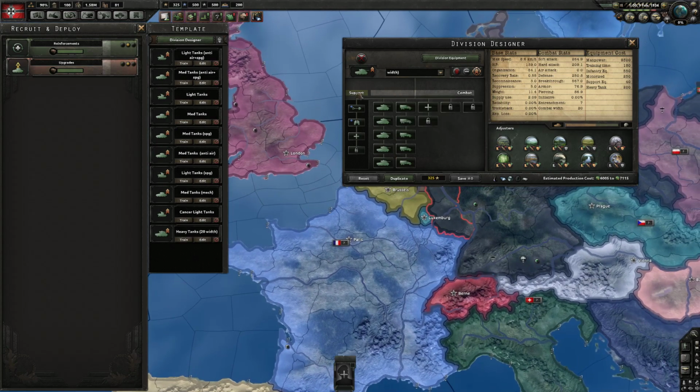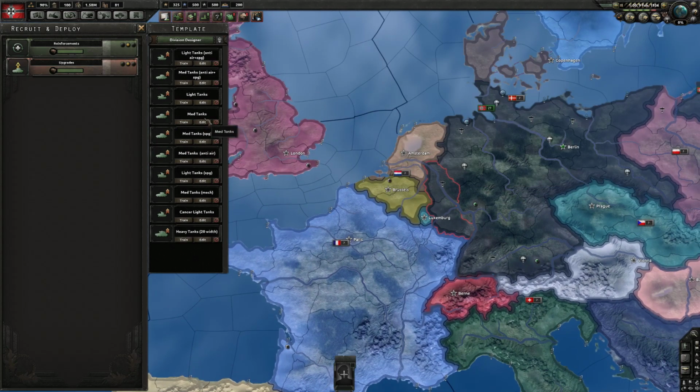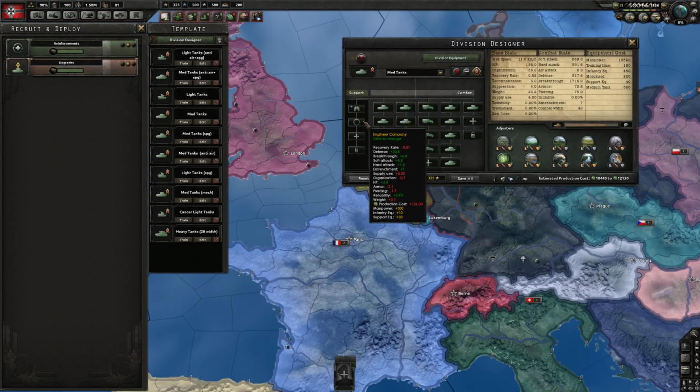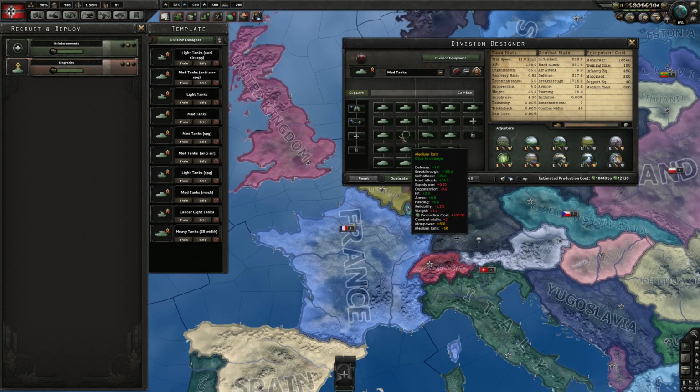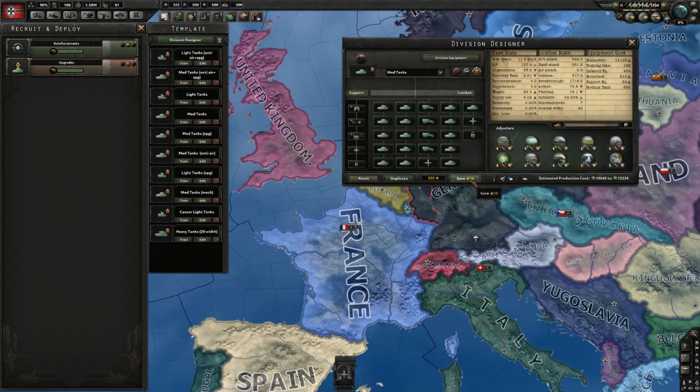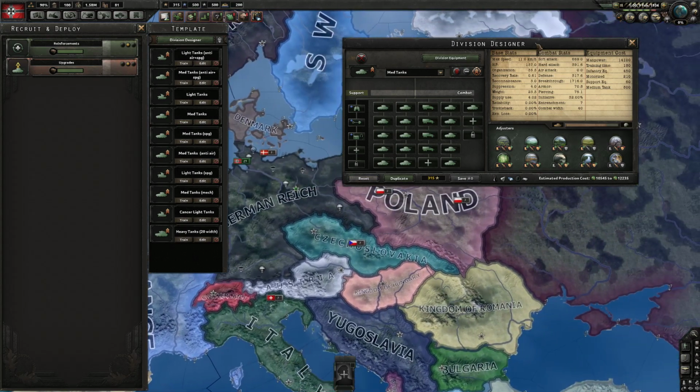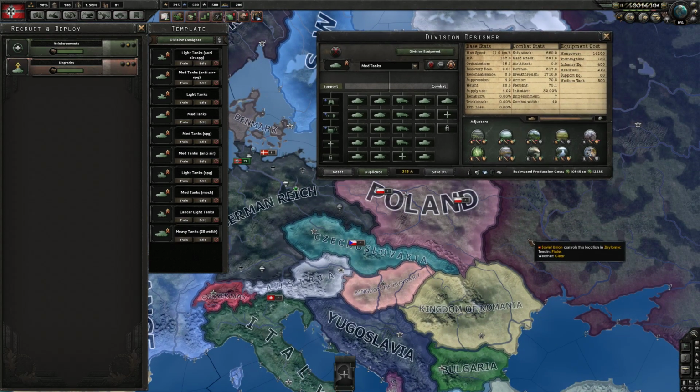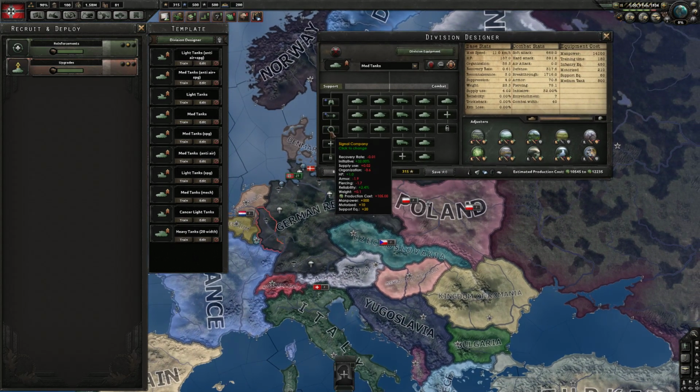All right, on to support equipment. The main thing for support equipment is recon and engineer. That's universal, okay? The other thing I'd add on is a signal company to increase your initiative and your reinforce rate. It's really important, particularly with tanks with low organization. Yeah, signal companies are good.